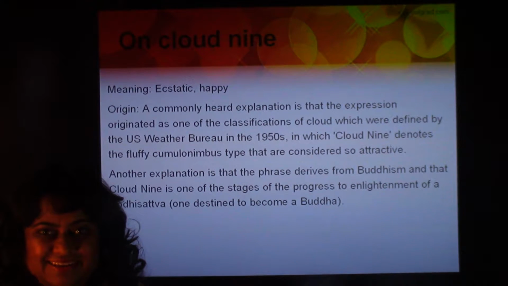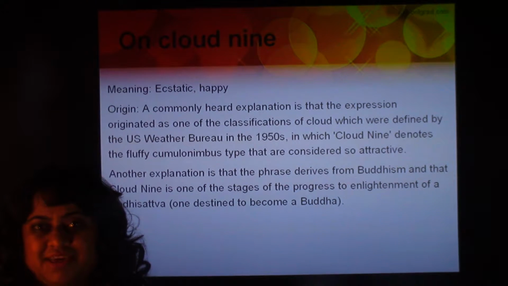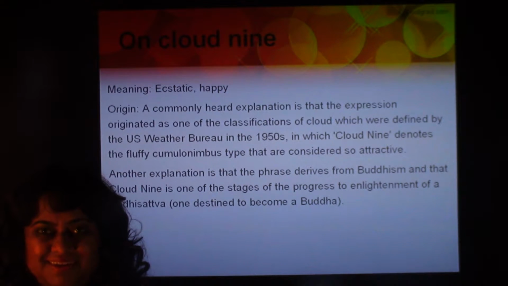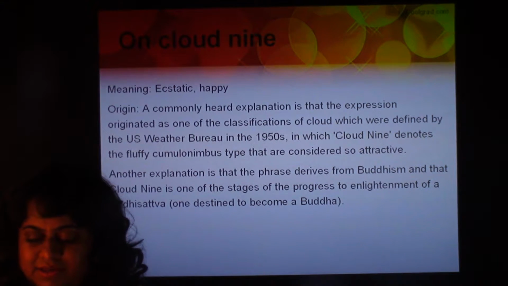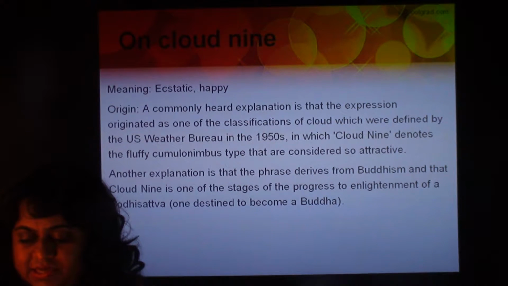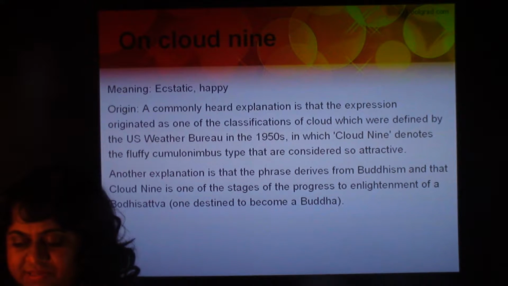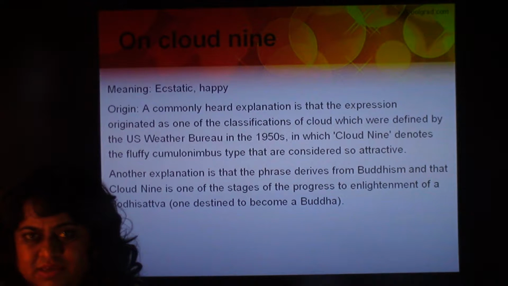On cloud nine. So many of you have heard this phrase. I've been on cloud nine. It means I've been ecstatic and happy. That's what it means. So what is the origin of this cloud nine? Some people think that the US Weather Bureau in the 1950s would refer to cloud nine as the fluffy cumulonimbus type that is considered really attractive. So that's supposed to be like a happy cloud or something like that.